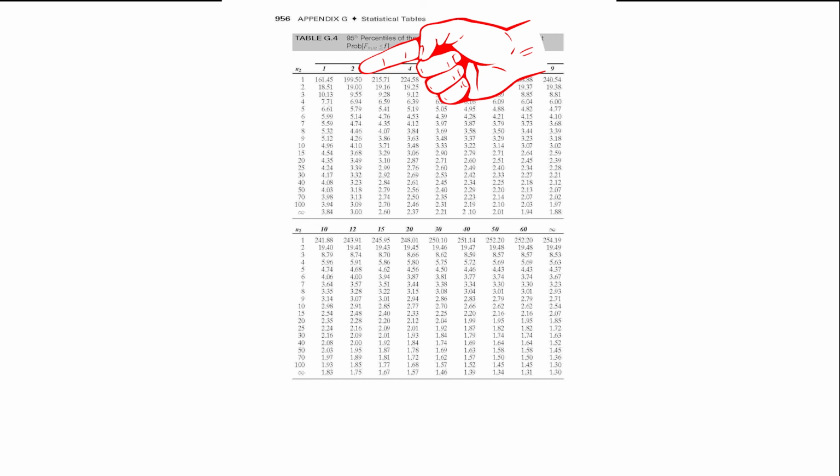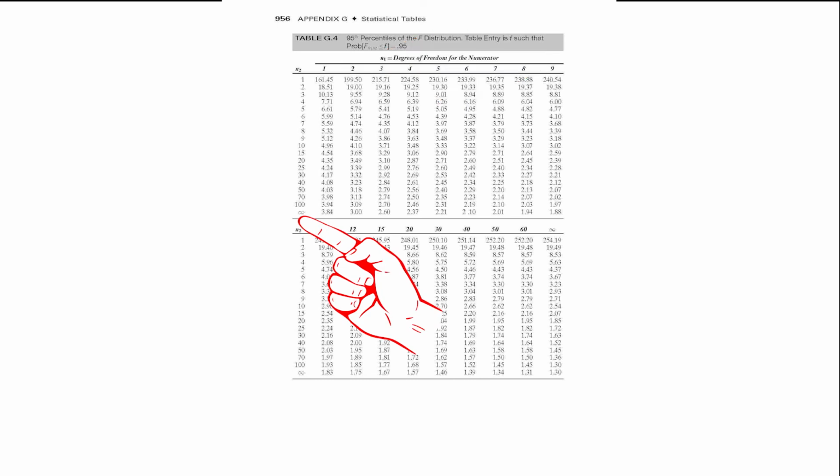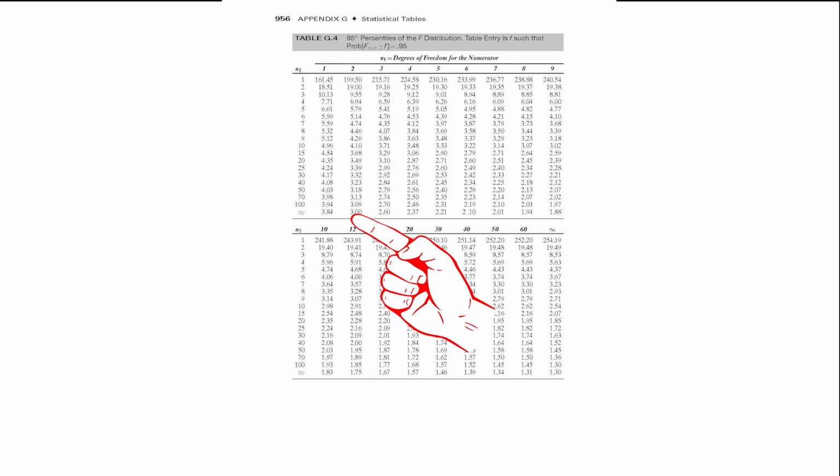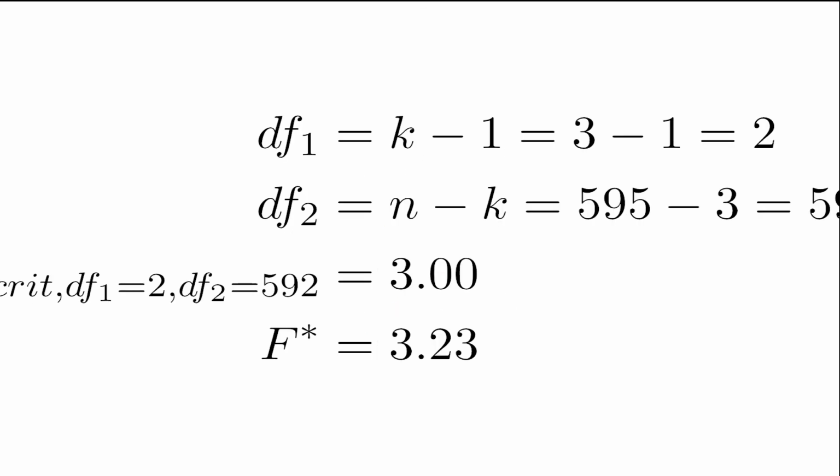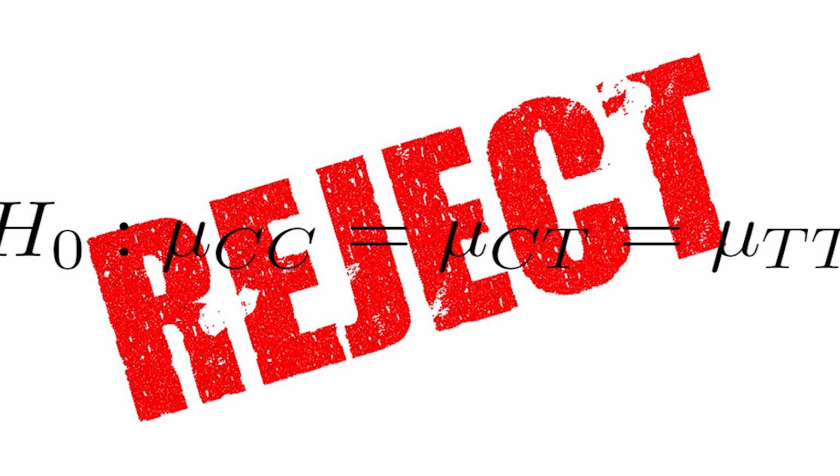The second degrees of freedom measure was N minus K, so number of observations minus K. And it is 592, which would just stop here at the infinity sign. And that means our critical value is 3.00. So to review, DF1 was 2, DF2 was 592. Our F critical value was 3.00. Our F star is 3.23. So that means we do have evidence to reject the null. The genotypes do respond differently.